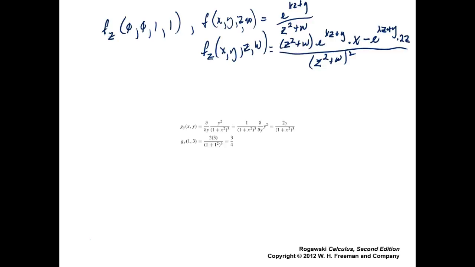And then let's plug in our numbers. 0 for x, 0 for y, 1 for z, and 1 for w. So it shouldn't be too bad. So let's do this now. F sub z of 0, 0, 1, 1.